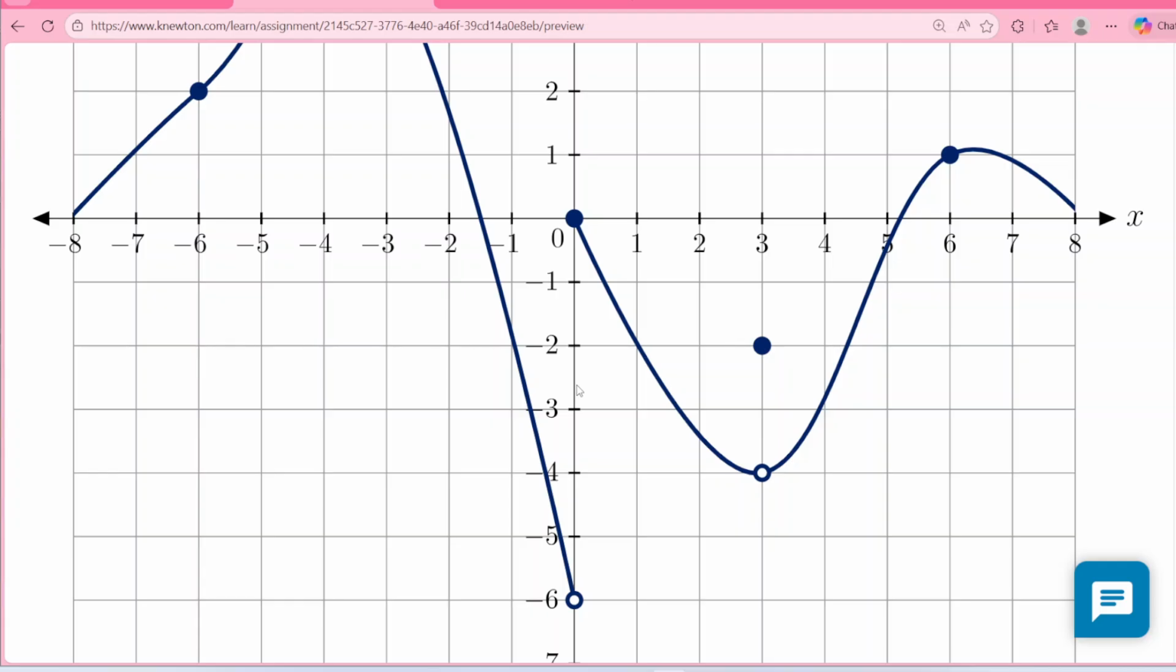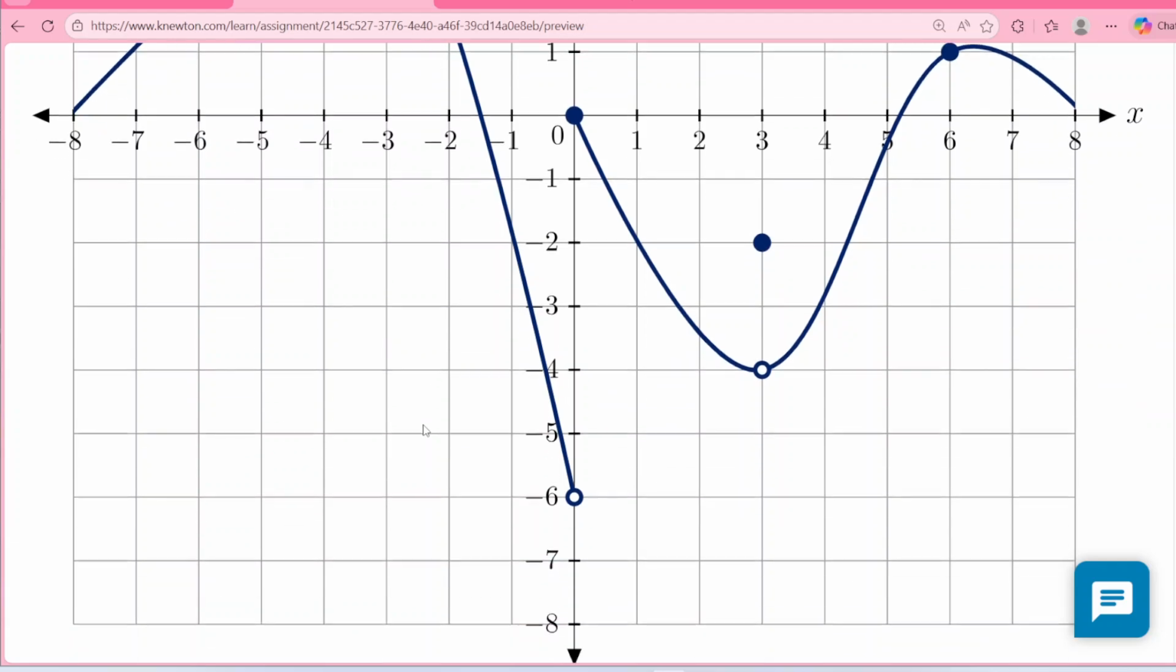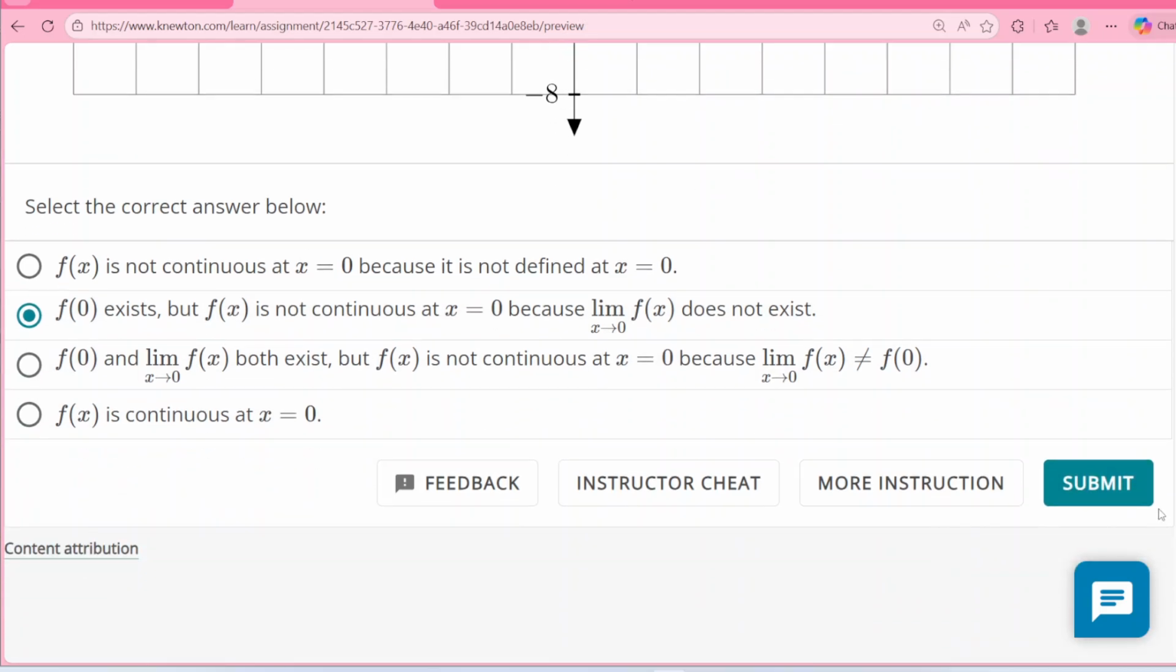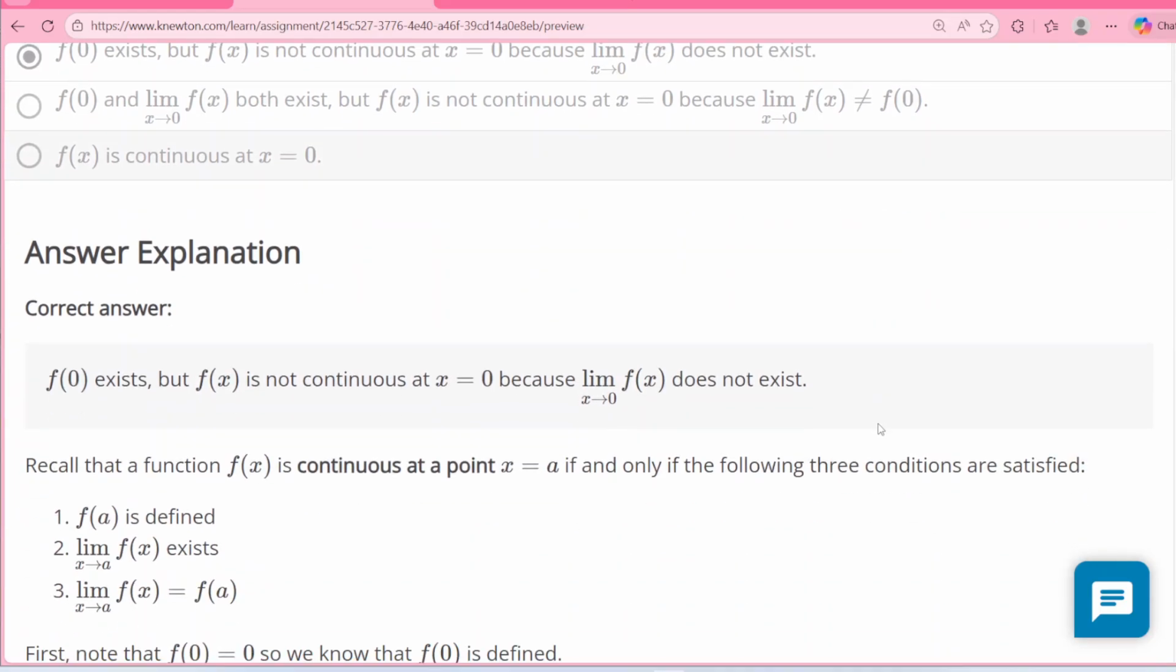So that is the problem. You have one of those jump discontinuities where the left side exists, the right side exists, but they're not the same. So that is this second condition. F of 0 exists, the value of f at 0 is 0, but it's not continuous there because the two-sided limit does not exist. Okay, so that's it. Why is this discontinuous at x equals 0? Great.